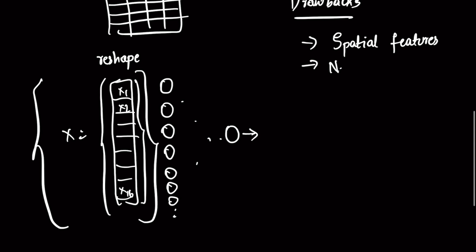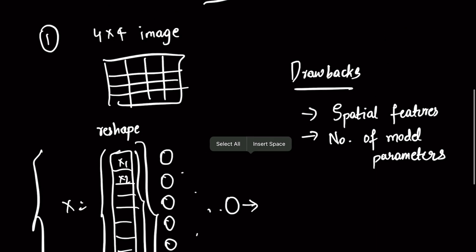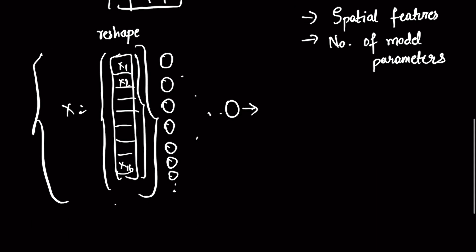Secondly, the number of model parameters increases drastically, because now we had a simple 4 by 4 image. When we reshape it, we have a length of 16, right? So we have to process all these 16 inputs. So our number of neurons increases in the first input layer. That leads to more weights and biases and interconnections, since each neuron is connected to every other neuron in its next layer. So the dense architecture has increased a lot.